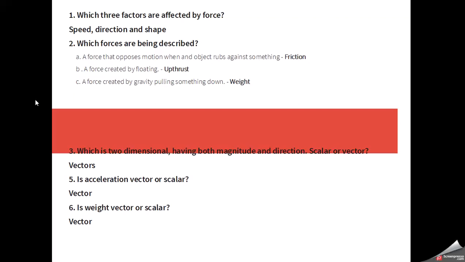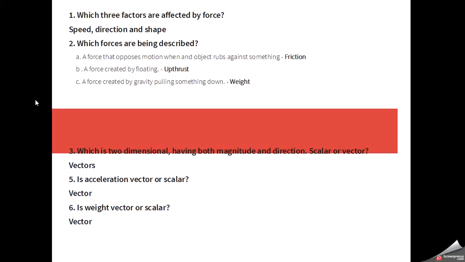Which forces are being described? A force that opposes motion when objects rub against each other. Well, that rubbing motion creates friction. A force created by floating, that was the upthrust that forces objects upwards, stopping them from sinking. And a force created by gravity pulling something down, it's weight, sometimes known as gravitational force. Which is two-dimensional, having both magnitude and direction?